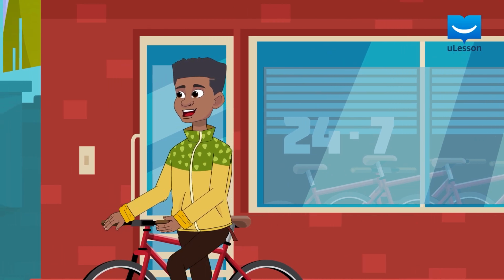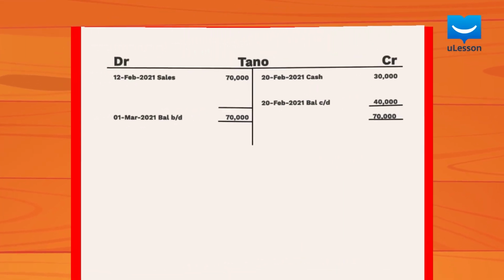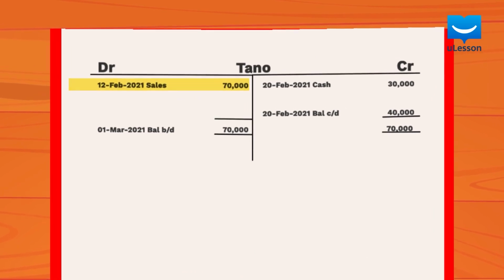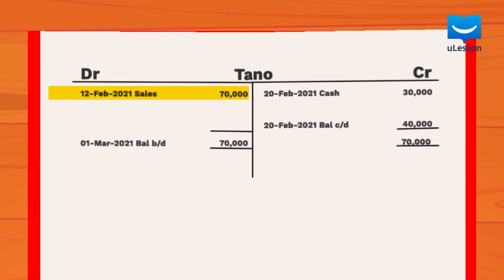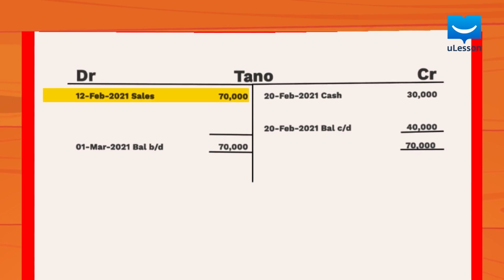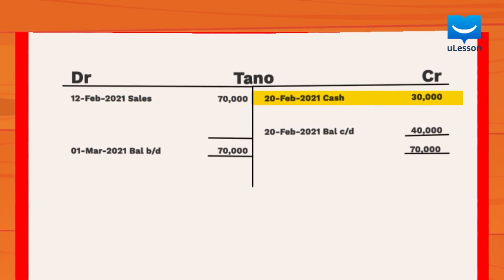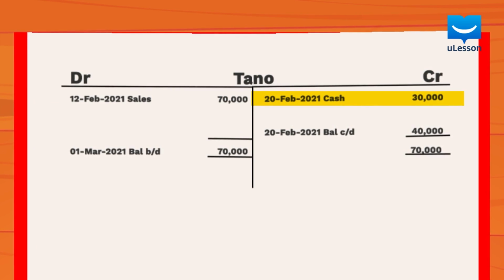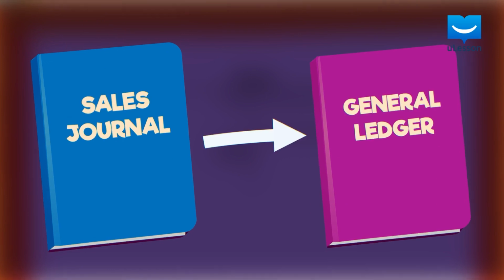For instance, in the sales ledger, we have Tano's account. Tano bought a bicycle on the 12th of February 2021 on credit. He later made a cash payment of 30,000 naira on the 20th of February that same year. The sale was transferred from the sales journal with the corresponding entry to the sales account in the general ledger.